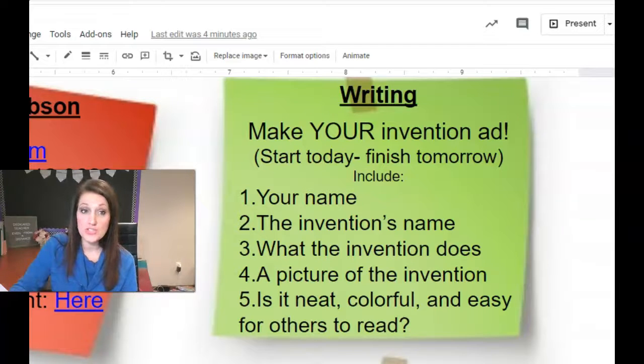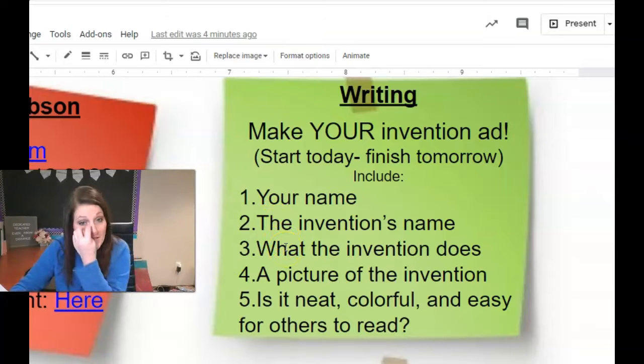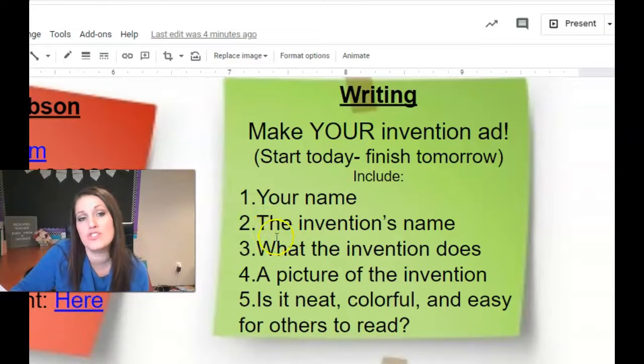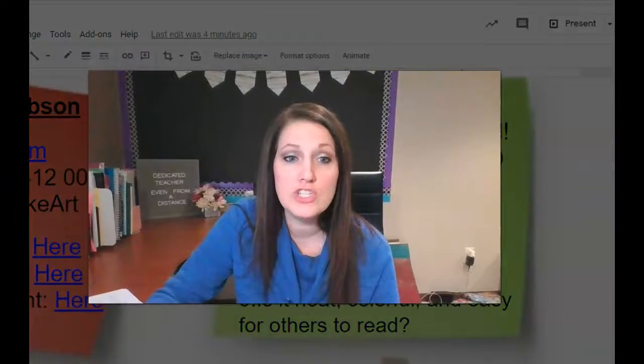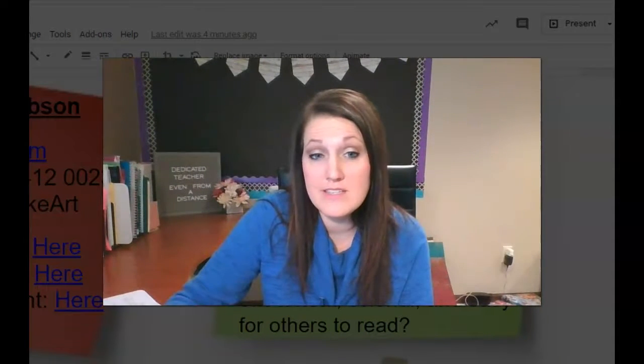Let me show you what it looks like. So this is what you'll see tomorrow when you get on Thursday. It says make your invention ad, start today, finish tomorrow. And you need to include your name, the invention's name, what the invention does, a picture of the invention, and then is it neat, colorful, and easy for others to read. So I am going to go ahead and make mine right here on camera so you guys can see how to do it.